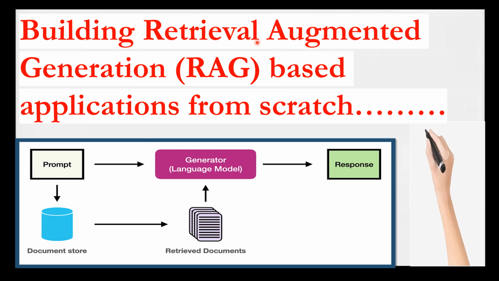So imagine you have a friend who is an expert in answering questions, but their memory is not always up to date. So RAG would be like having a second friend who searches the internet for relevant information to help your expert friend provide the best answers.